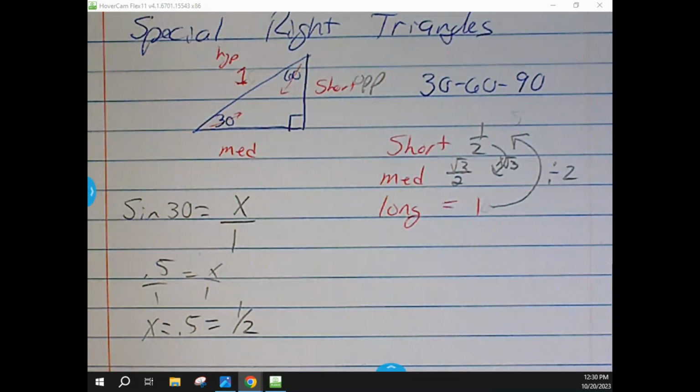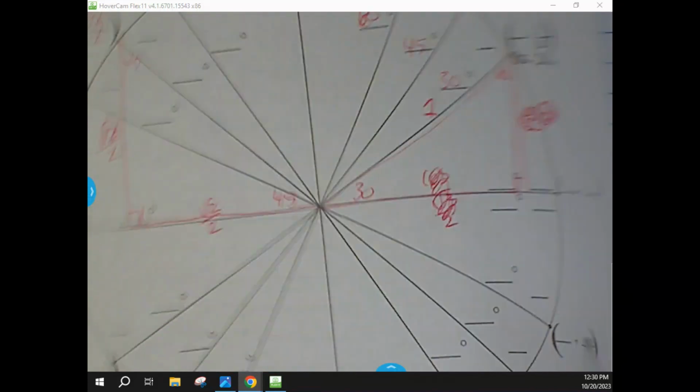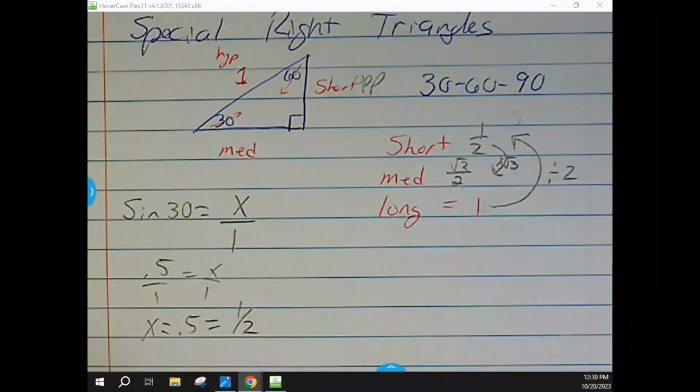Okay, and that's how we got this stuff over here. We just didn't tell you that. We just wanted you to go back and memorize through those to get what you need. Okay, and then the other special right triangle, I'll show you this one, and then we're done.